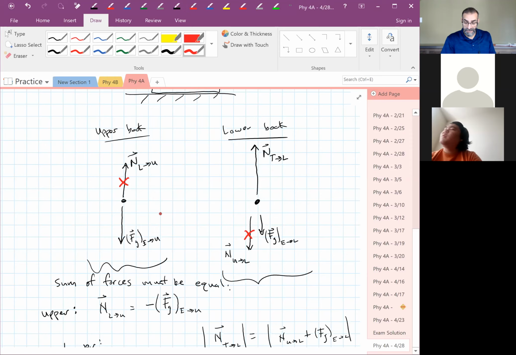Is this why if we kick the wall, we get repulsed by the wall? Yes. Yeah, you hit the wall, you exert a force on the wall, and the wall is exerting an equal and opposite force on you. That's correct.